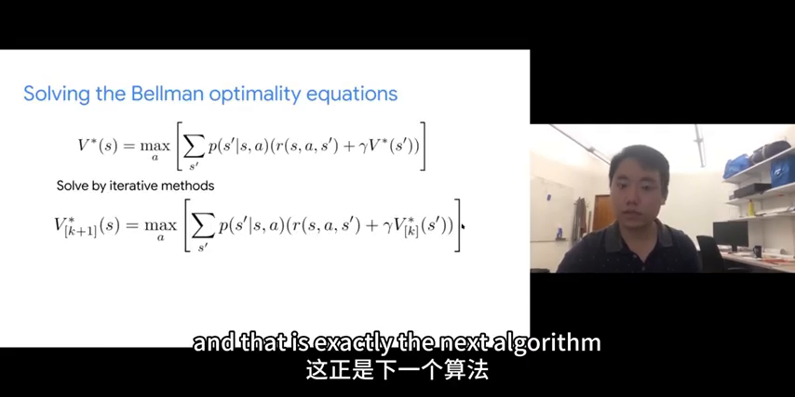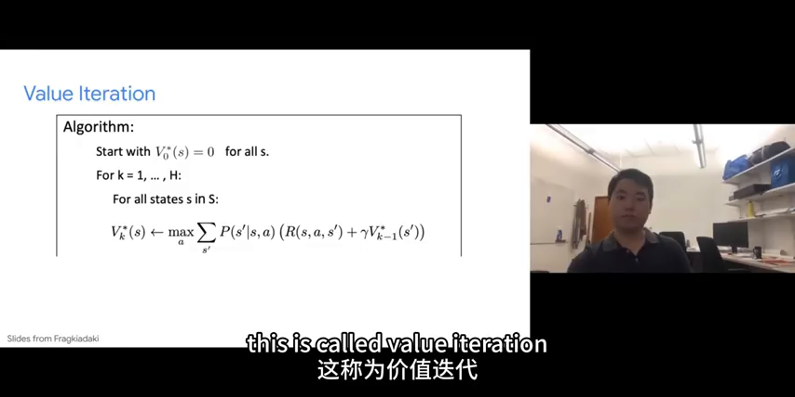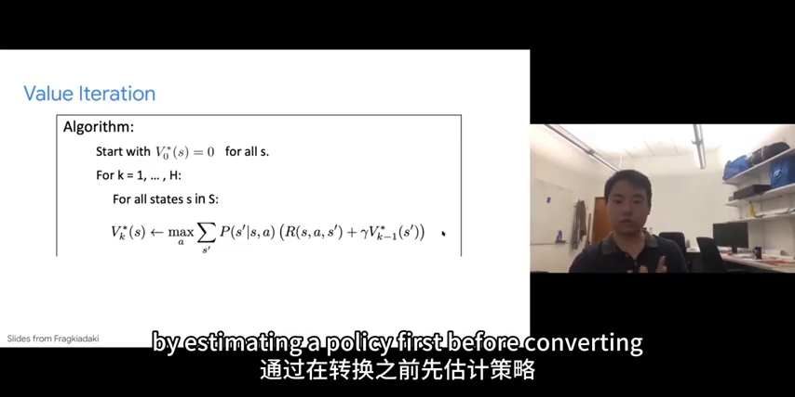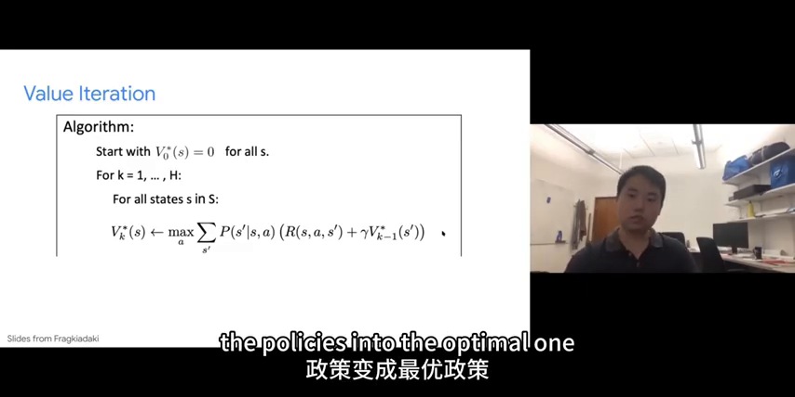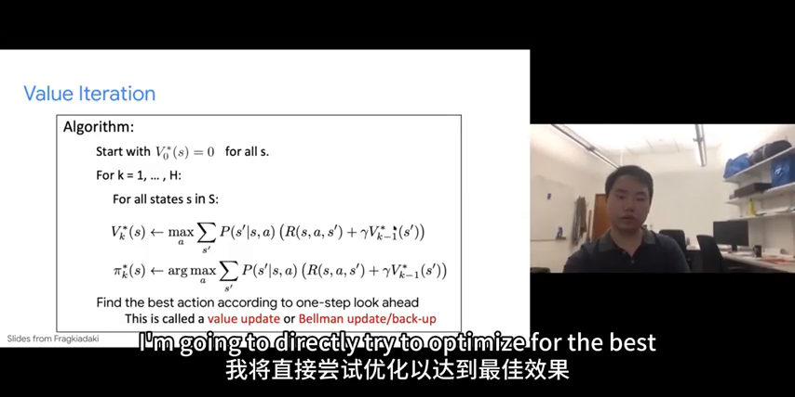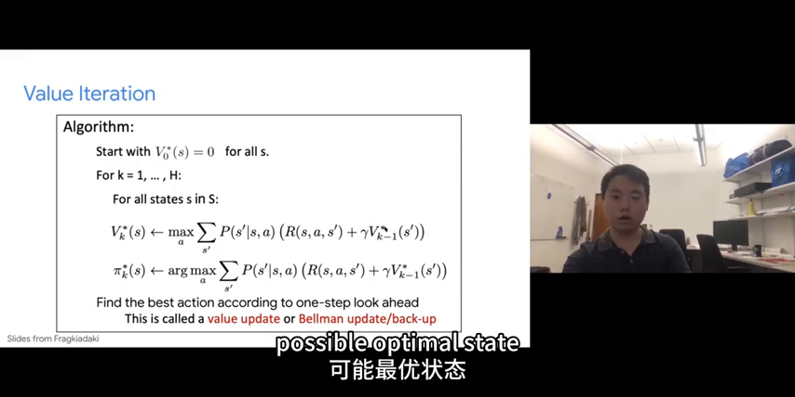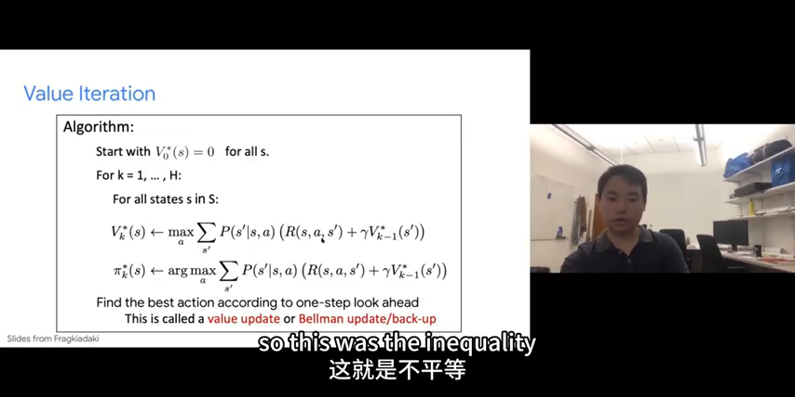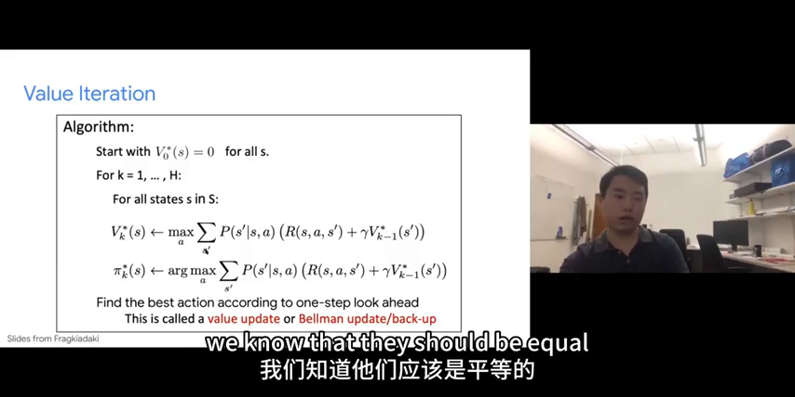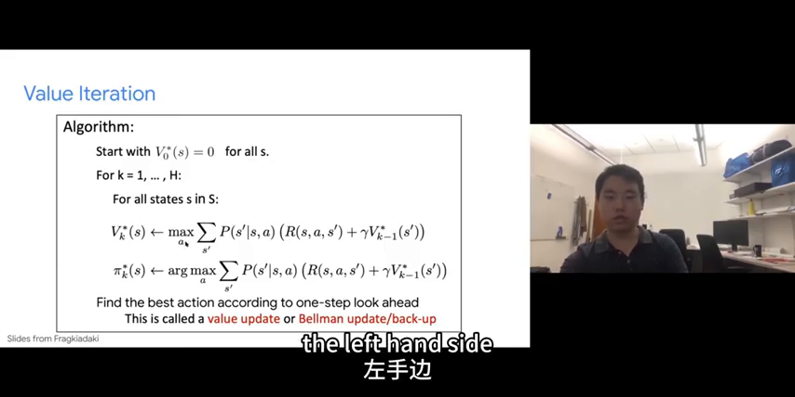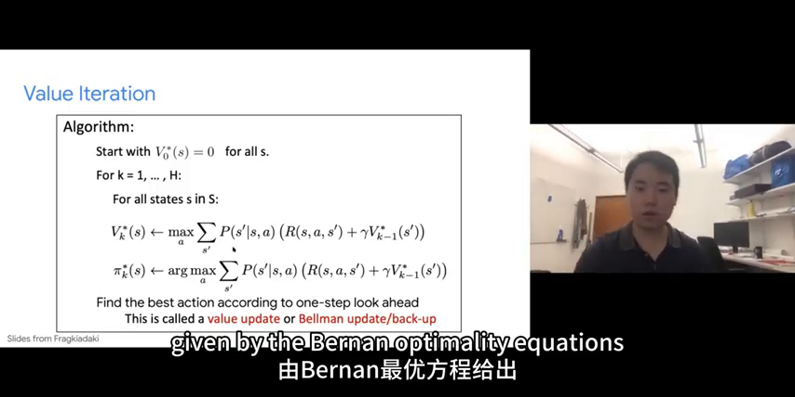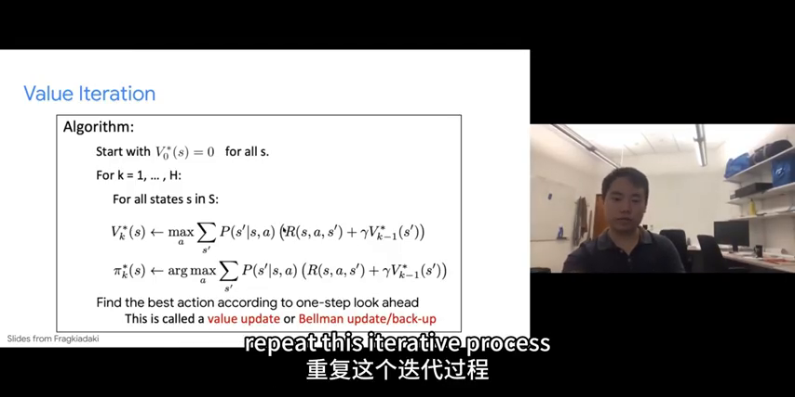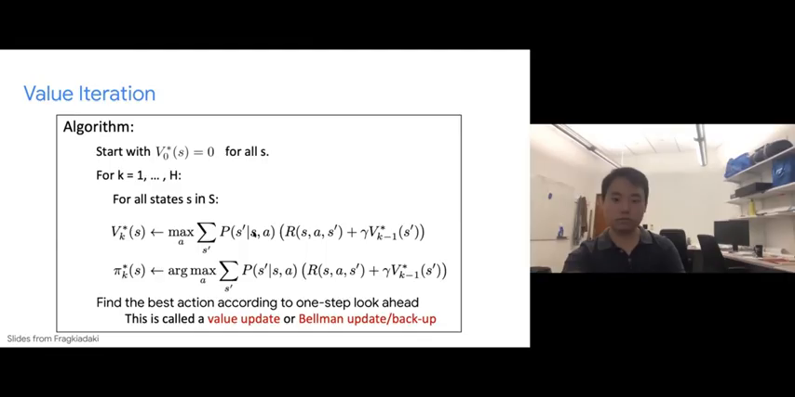And that is exactly the next algorithm, which is very similar to policy iteration. This is called value iteration. So instead of working with policies by estimating the policy first before converting it into the optimal one, I'm going to directly try to optimize for the best possible optimal state value function. So this was the inequality, and this was the equality that we had. We know that the left-hand side and the right-hand side should be equal, given by the Bellman optimality equations. And if they're not equal, we just repeat this iterative process so that they are equal at optimality.